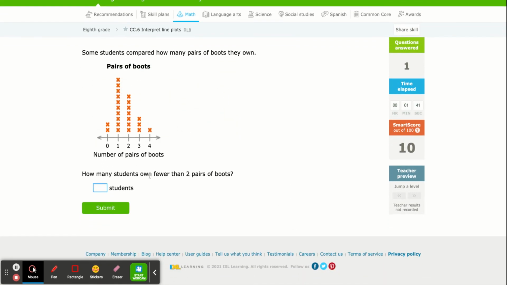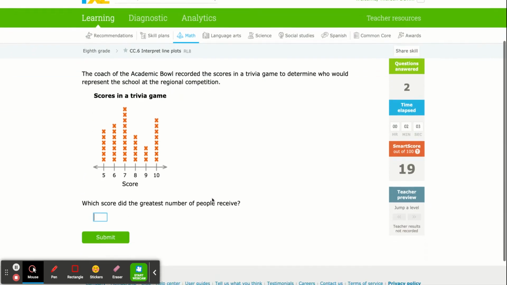So the hardest thing with this lesson is actually just counting the little check marks or the little X marks. How many students own fewer than 2 pairs of boots? So these are pairs of boots owned, number of pairs of boots. So we want to own fewer than 2, not 2, but fewer. So I need to do zeros and ones. So there's 2 zeros and there's 1, 2, 3, 4, 5, 6, 7, 8, 9, 10. So 10 and 2 is a total of 12 people owned fewer than 2.